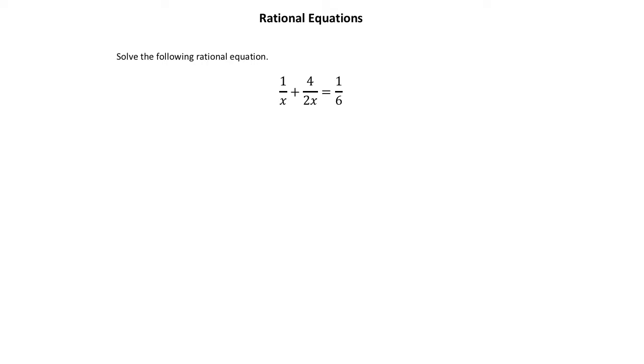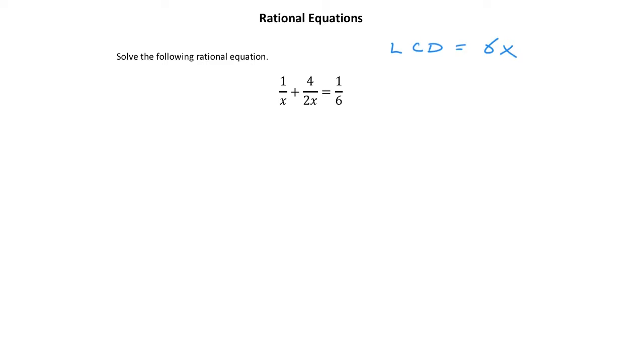To solve a rational equation like this one, 1 over x plus 4 over 2x is equal to 1 over 6, the goal is to cancel all the denominators. Now the nice thing is, you can do this by using the least common denominator, the thing that we were talking about in our previous lesson. If you look at the three denominators, we have x, 2x, and 6. The one denominator that works for all three is 6x.